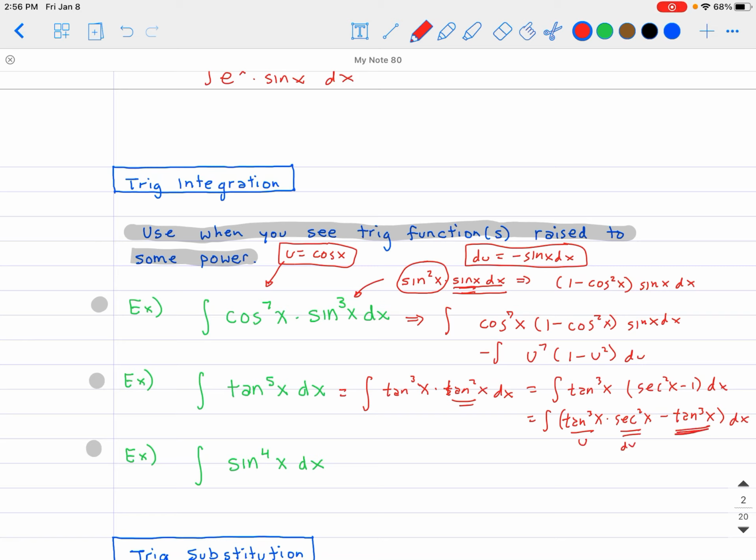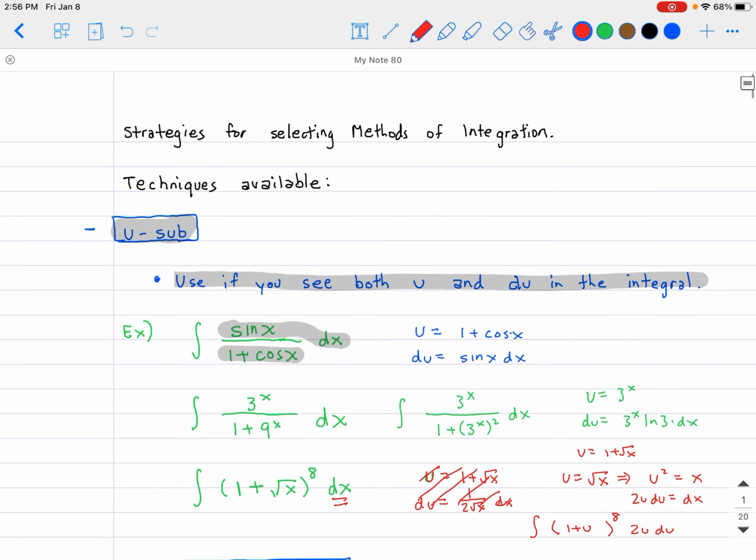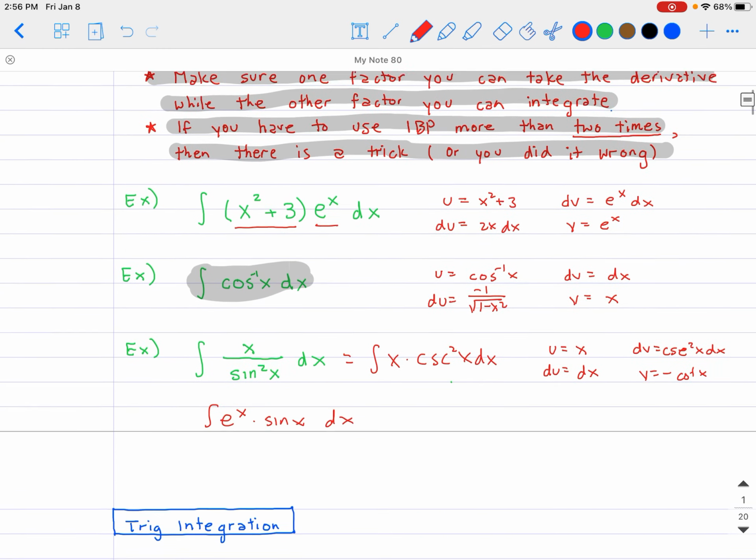But this second part over here, where we have the tangent cubed x, we're going to have to repeat the process one more time. So what that means is we're going to have to take that guy and break it exactly the same way as how we broke it the first time around. So take out the tangent of x, and then take out the tangent squared x, and change that into, once again, secant squared of x minus 1 dx. So you can see how each time we are diminishing the power.